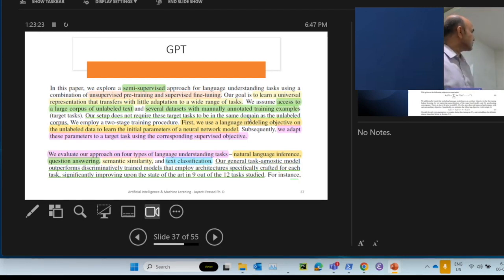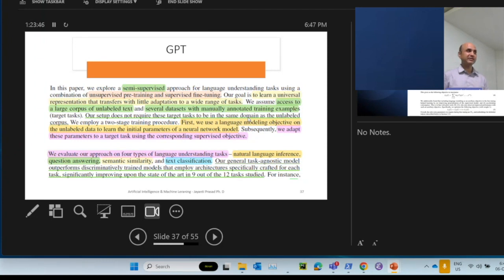Okay, our setup does not require these target tasks to be in the same domain as the unlabeled corpus. So this data set for the fine-tuning may come from any domain, and for pre-training, it may come from any domain. So it is not like, for example, there are some versions of GPT and some large language models which are trained on medical data only, medical text. But it claims they can be different.